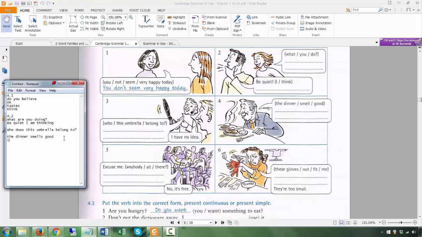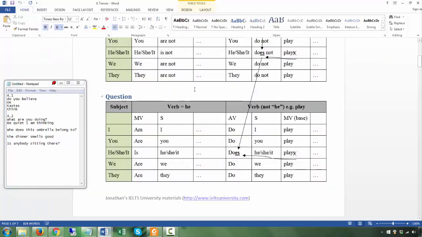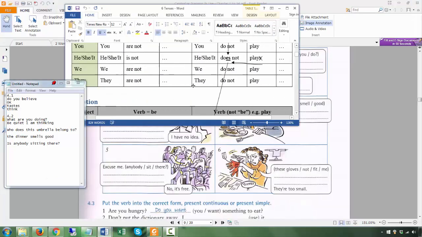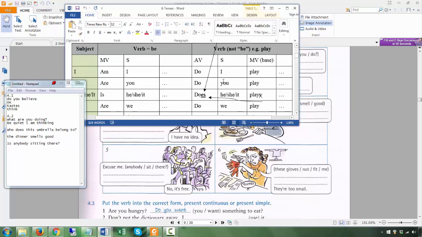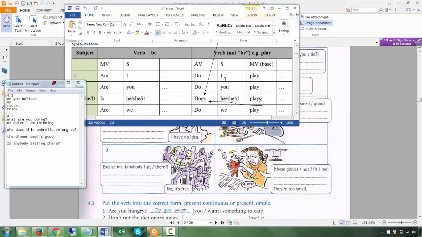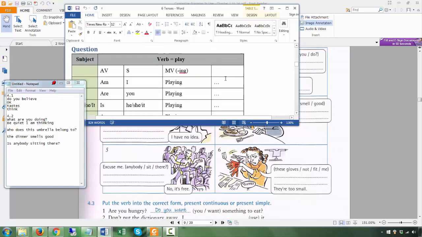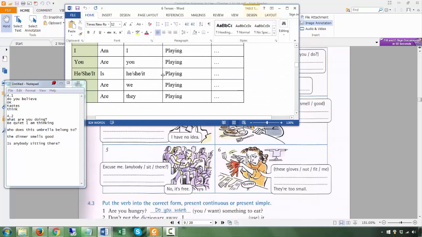Excuse me, is anybody there, sitting there? So this is the present continuous right now, sitting. Okay, and you are using the question, present continuous. Is anybody, he, she, it, sitting? Okay.